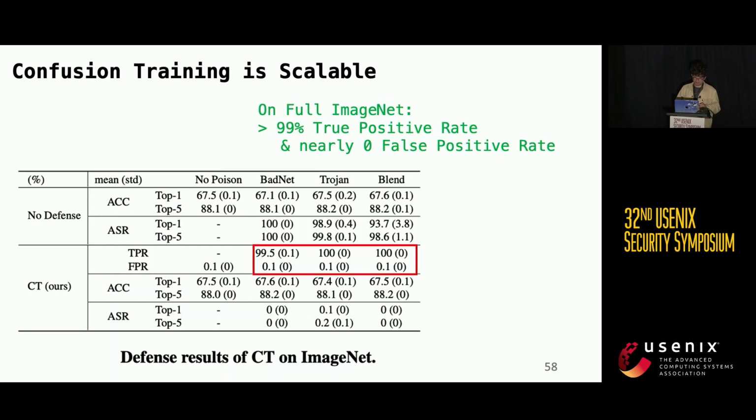Also, we consider the scalability of our approach. We use the full ImageNet and simulate 3 backdoor poisoning attacks, and find that our approach can still be effective at the ImageNet scale with 99% true positive rate of detection. Actually, it's almost 100%. And also, we achieve nearly 0% false positive rate.